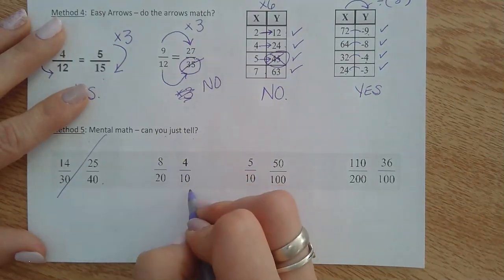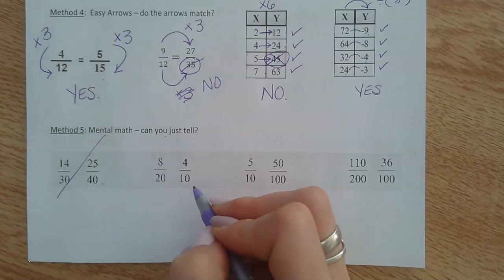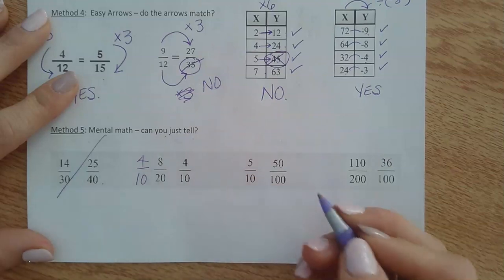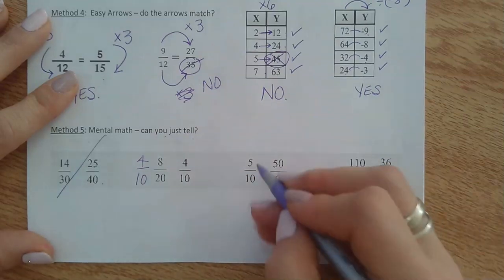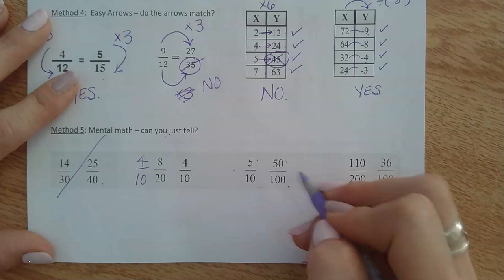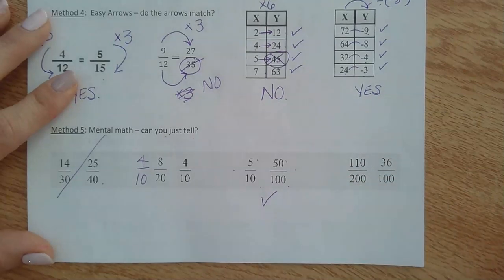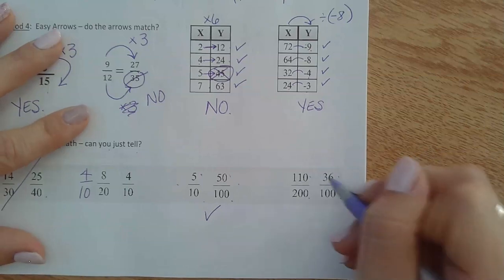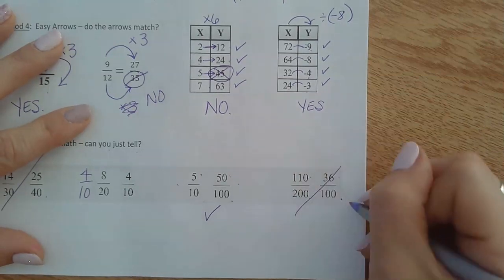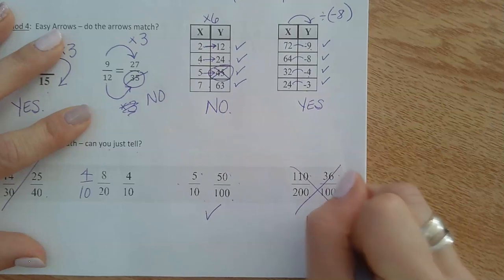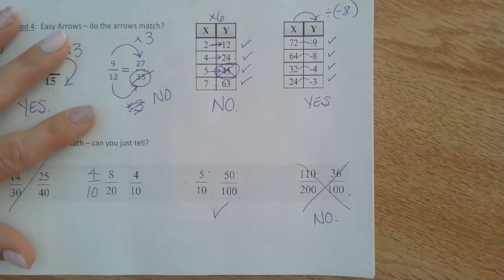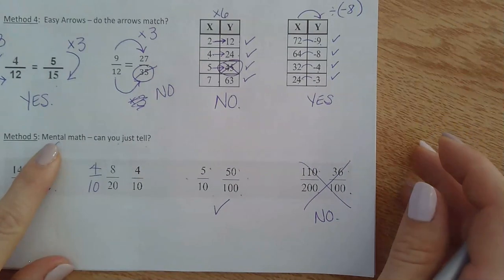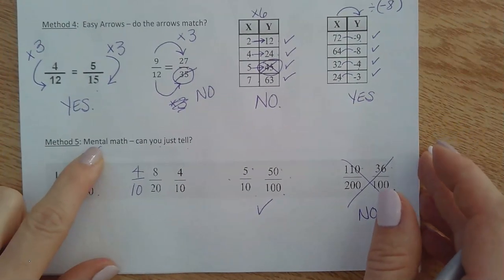8 out of 20 and 4 out of 10. Yeah, those are both pretty close. Those are equal. If I simplify this quickly, great. I can see that they would give me the same thing. 5 out of 10, 50 out of 100. 1/2, 1/2. They're going to be equal. That's a yes. More than 1/2, way less than 1/2. If it's something where you can quickly see that they're not equal, then you get a no. They're not proportional. Okay? So sometimes it's obvious enough that you can just look and tell.